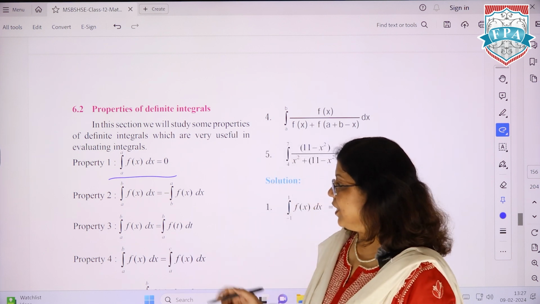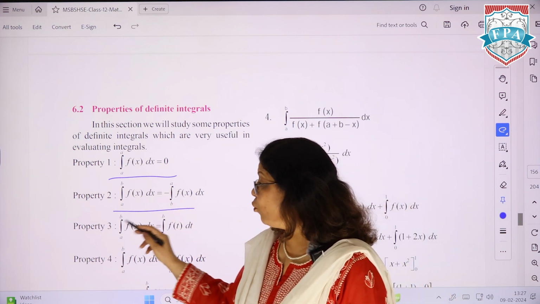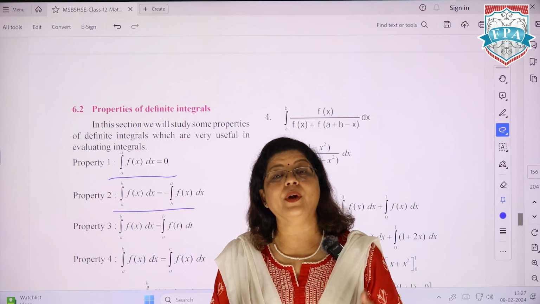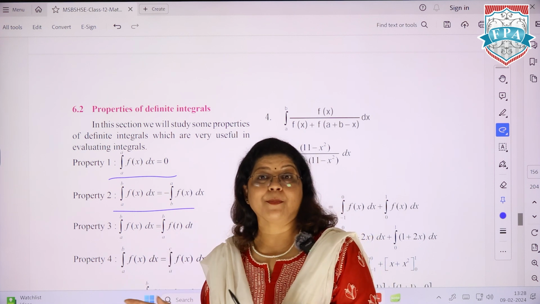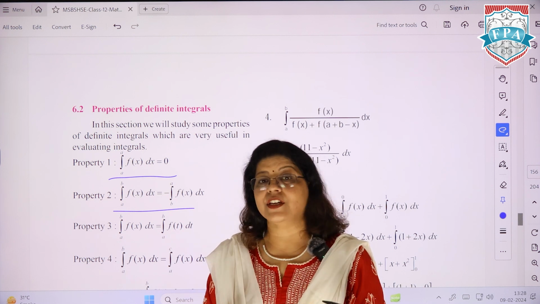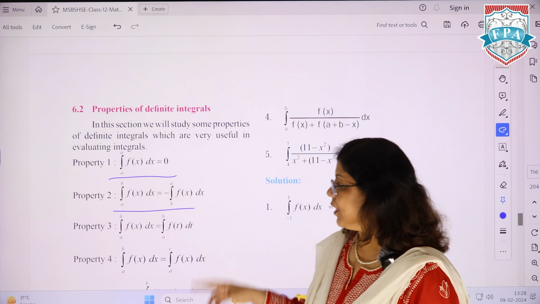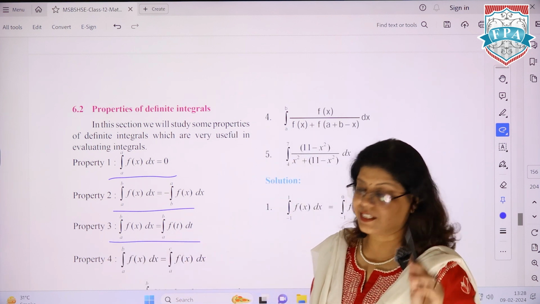Second property is if it is a to b fx dx, it can be taken as minus b to a fx dx. The third property states that a to b fx dx is equal to a to b ft dt also. In the previous chapter we have seen that when we are changing the variable, a lot of things need to be changed. Here you can see that in definite integral, the final answer will be the same.